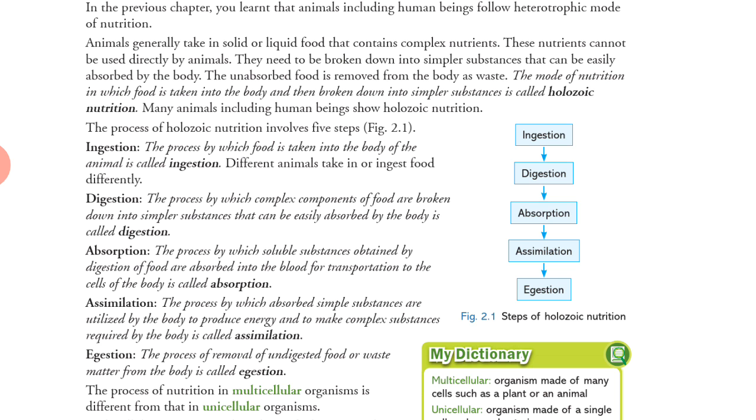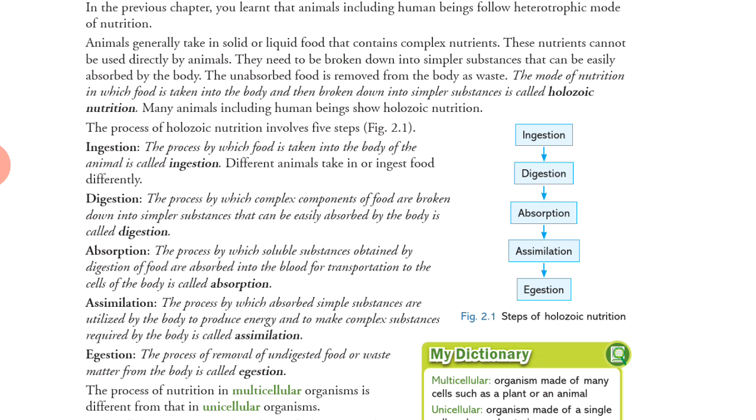Okay, and the last is the removal process. The removal of undigested food or waste matter from the body is called egestion. Okay, the process of nutrition in multicellular organisms is different from unicellular organisms.